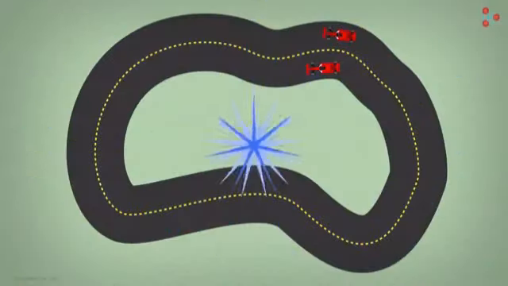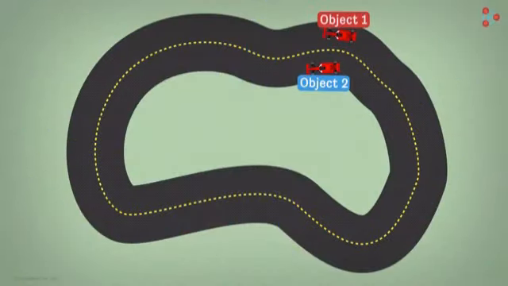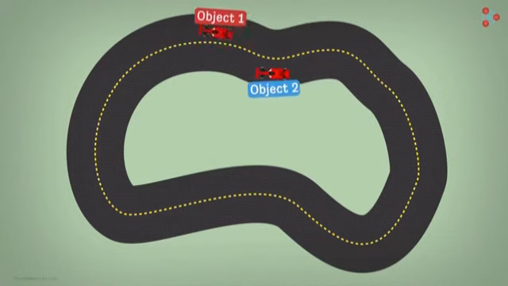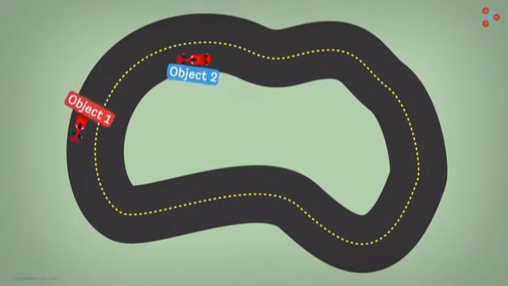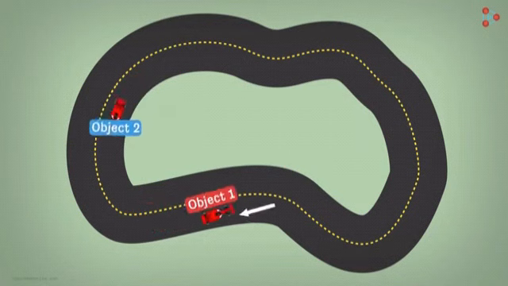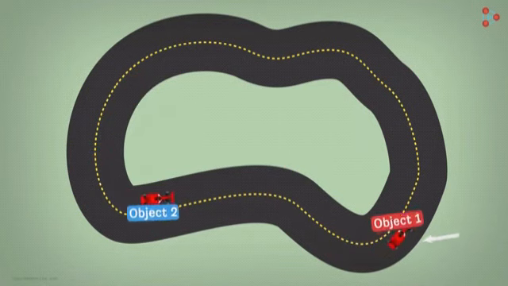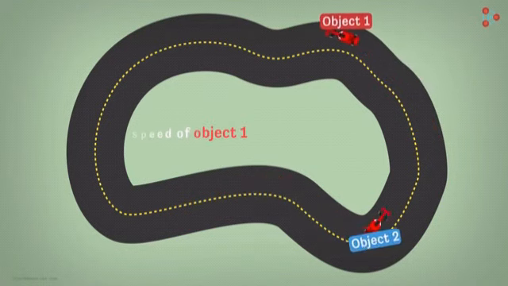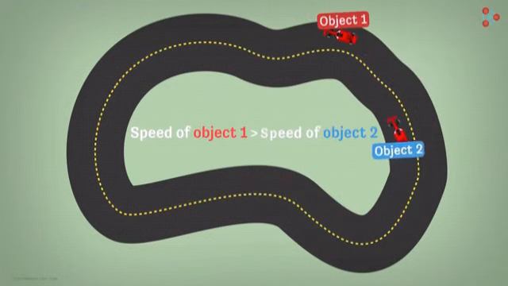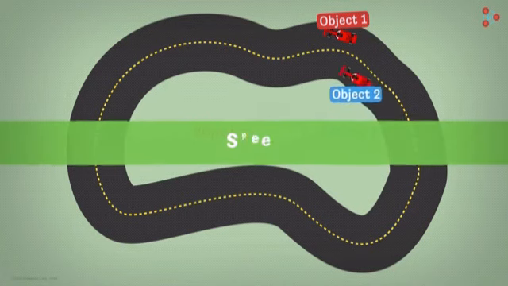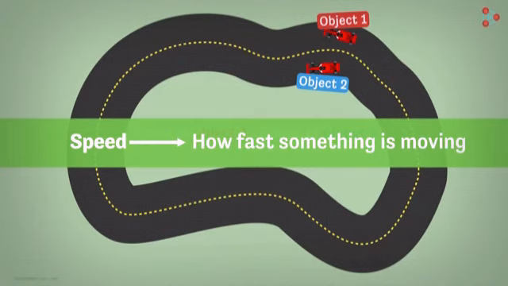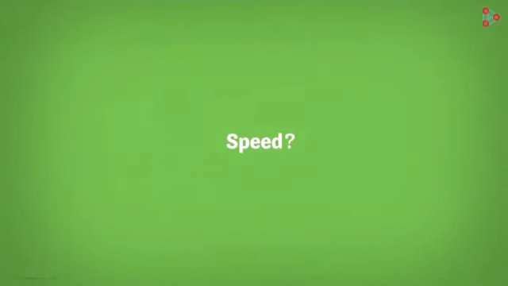Now we will see speed. Consider two objects moving on the same path. Now see which one is moving faster. Compared to object 1, object 2 keeps chasing behind, and we say the speed of object 1 is greater than the speed of object 2. Speed is a physical quantity that tells us how fast something is moving.